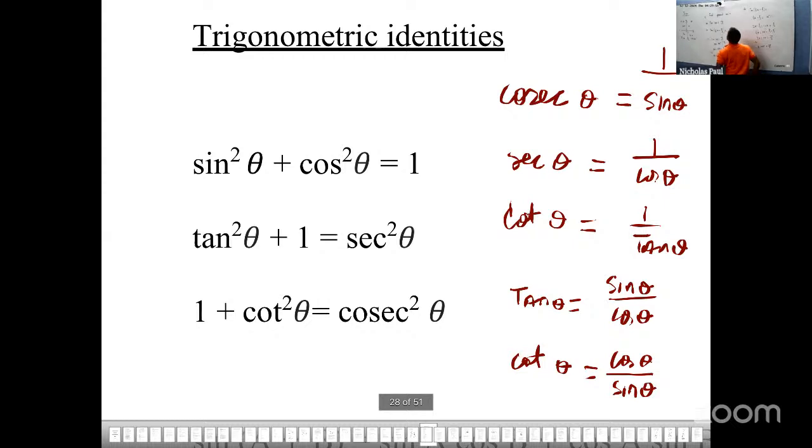Write down all the identities and kill it. Those are all the identities, sorry, the first set of identities that we need to learn. We have plenty more. Cosec is one on sine and so on. So we're going to try to work with these first.